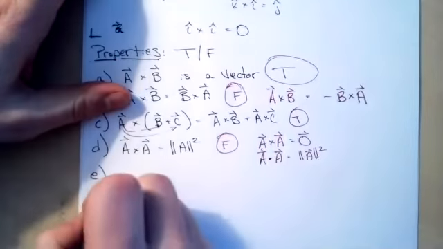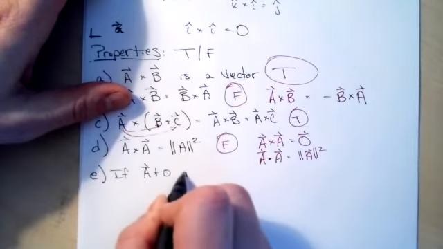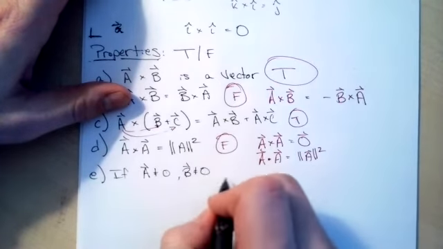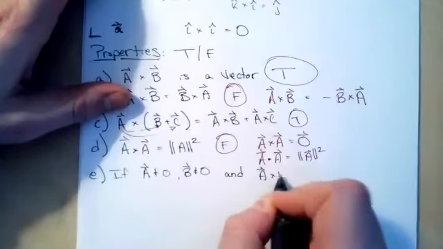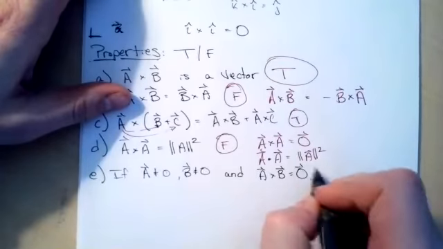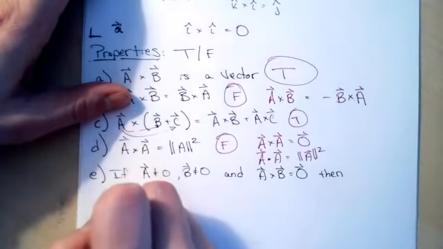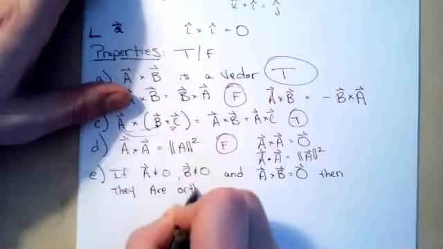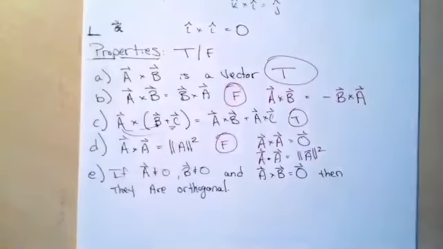E, if we have two vectors that are non-zero, and their cross product is equal to 0, then they are orthogonal. True or false on this one?